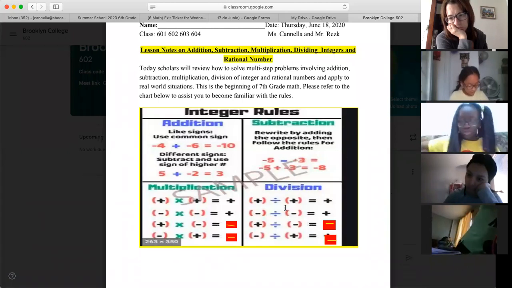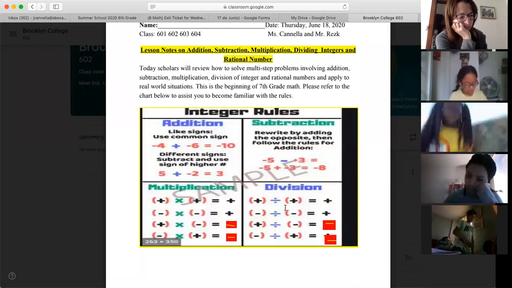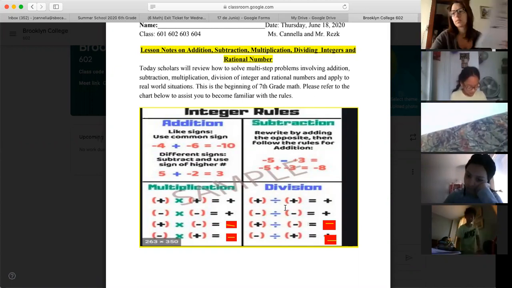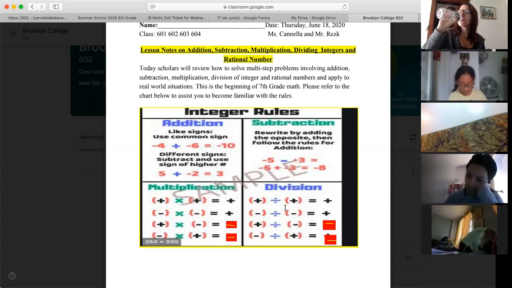Multiplication. Plus times plus equals plus. Minus times minus equals plus. Plus times minus equals minus. Minus times plus equals minus. Plus divided by plus equals plus. Minus divided by minus equals plus. Plus divided by minus equals minus. Minus divided by plus equals minus.